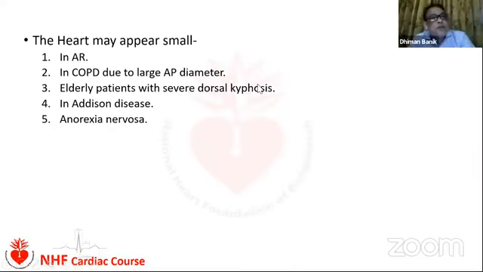The heart may appear normal or small in chest radiograph in case of mild to moderate air trapping. In the presence of air, though the heart is enlarged, the apex is displaced inferiorly, so it appears small in size. In patients with COPD, there is a large anterior posterior diameter. In elderly patients with severe dorsal kyphosis, the heart may appear small. In case of Addison's disease and anorexia nervosa, the heart may appear small due to absence of brown fat.